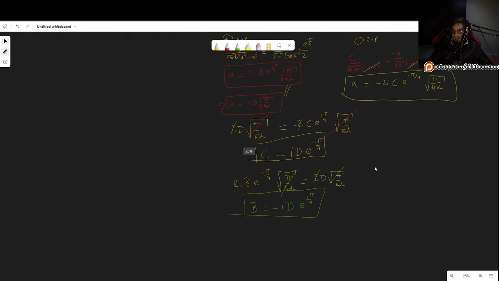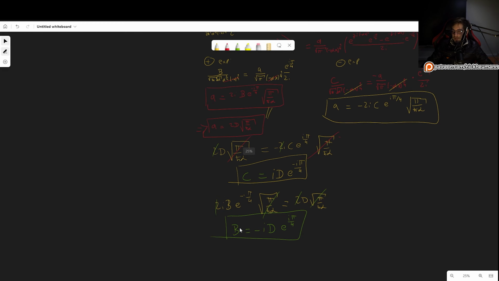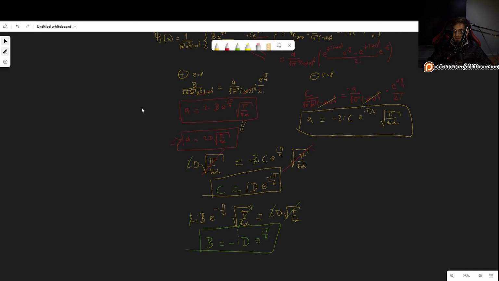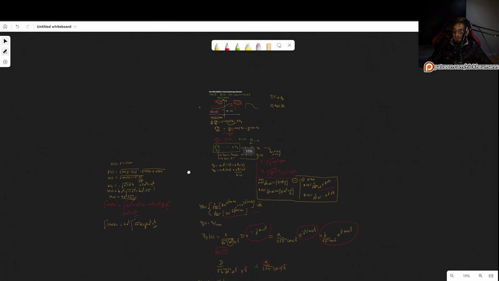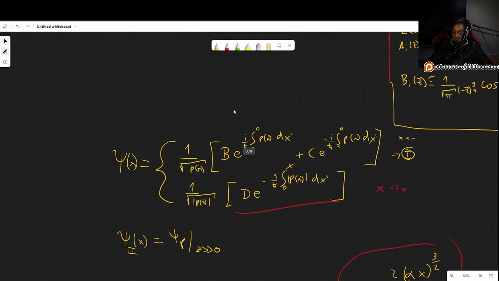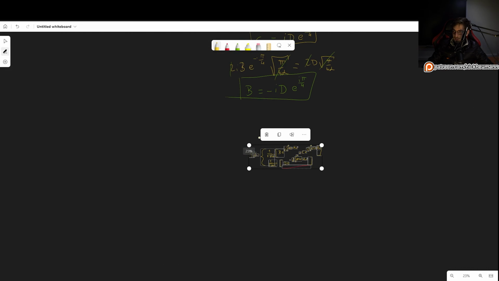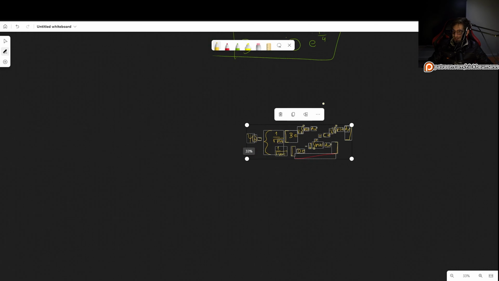There we go. Now we have c and b in terms of d. So this was our goal. We accomplished it. Now we can plug everything back into our wave function right there. So maybe let's copy it. So something like this. Let me carefully select it. Now copy it. There it is. Okay, good enough.